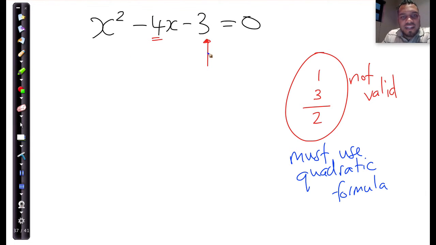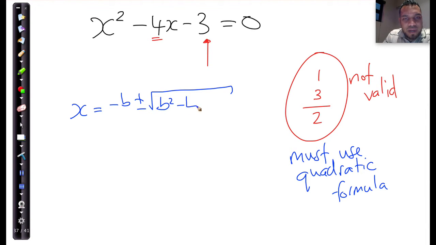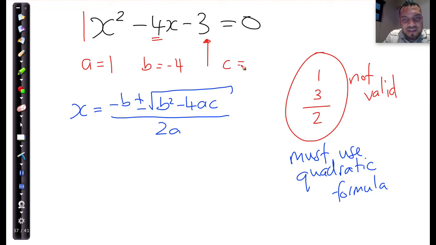Okay, so we cannot factorize, so we can't open up brackets here, so we need to use something called the quadratic formula. The quadratic formula says x equals minus b plus or minus the square root of b squared minus 4 times a times c, all over 2a. Now the question is, what are the values of a, b, and c? Well, a's value is just this invisible 1 that you see over there, b's value is equal to negative 4, and c's value is equal to negative 3. These represent the coefficients of the variables.